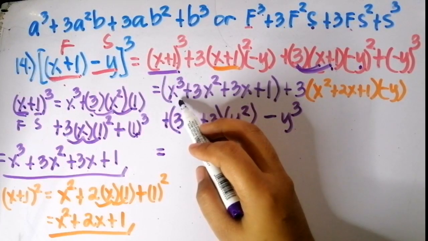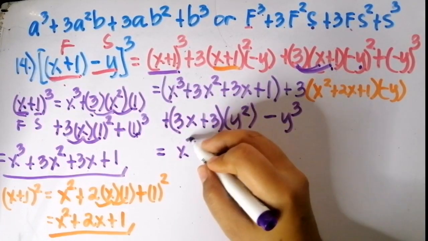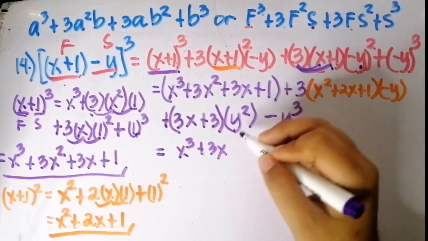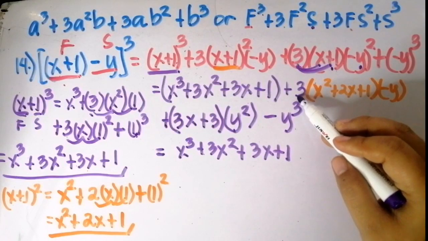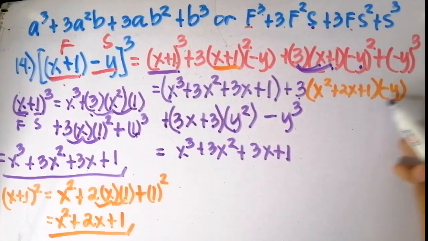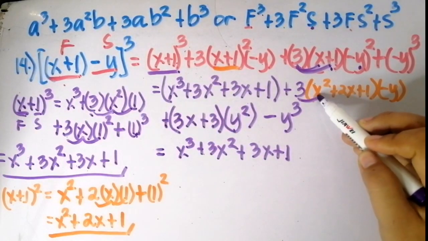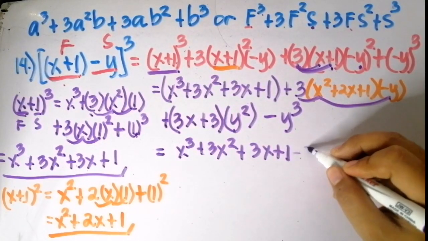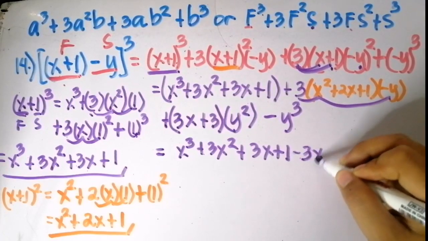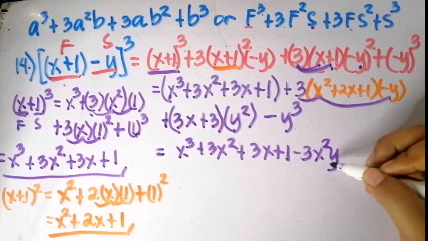So, ito, kopyahin muna natin. X cube plus 3x squared plus 3x plus 1. Then, ito, i-multiply natin ito. 3 times x squared times negative y equals negative 3x squared y.